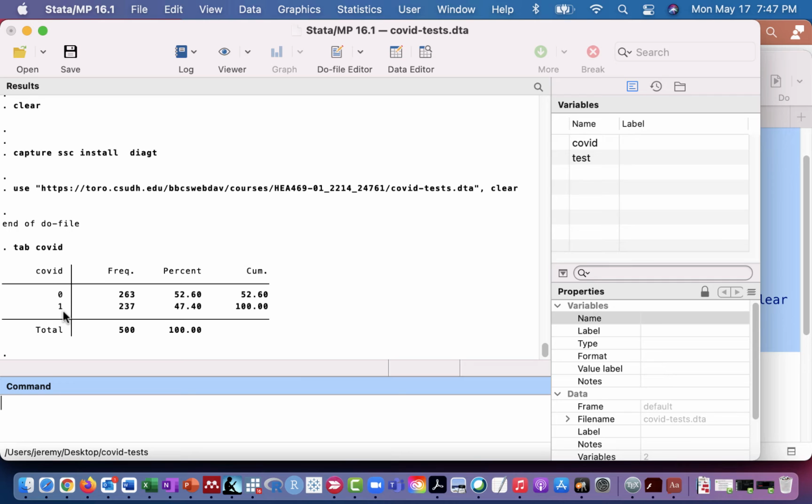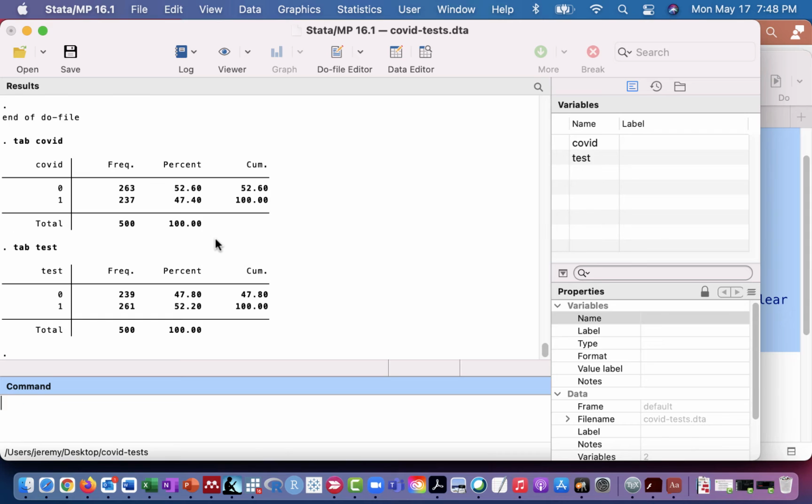Now, if you do it as a percent of the total people, a percent of the 500 people in the study, 52.6% of them did not have COVID. COVID was equal to 0. And 47.4% had COVID. COVID was equal to 1. Tab test. So this is whether or not the COVID test was positive or negative, whether or not the test said you had COVID. And you can see they're a little different here, right?